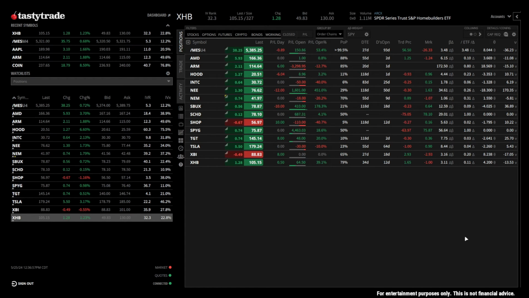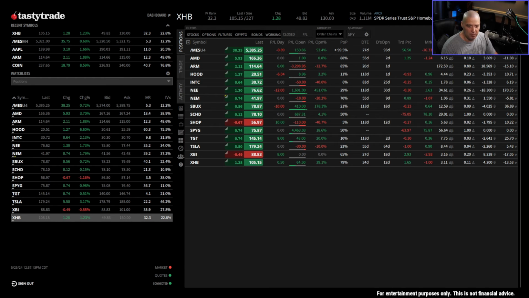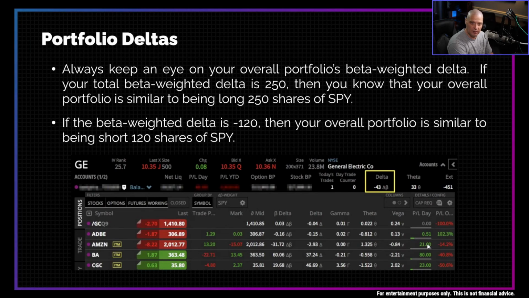But if I wanted to beta weight it to see how that position compares if I was long or short SPY, I have the beta weighted delta column here, and you can see it's a positive 3.11. So that position is essentially the same as if I was long 3 shares of SPY. So you can track your beta weighted deltas individually by position, and of course, most important, you need to track your overall portfolio beta weighted deltas.